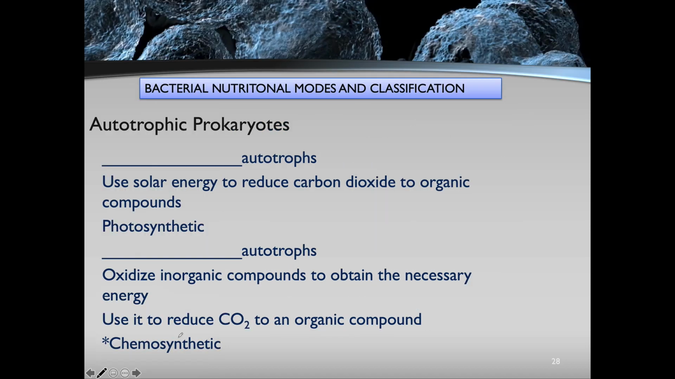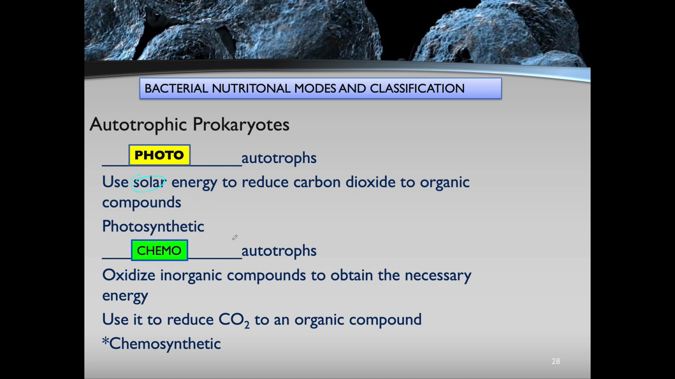We can also classify bacteria based on their nutritional modes. Let's look at a few. We have the autotrophic prokaryotes. Autotrophs can make their own food. One of the types we have are called photoautotrophs. They're going to use solar energy to reduce carbon dioxide. In other words, they're basically adding electrons and hydrogen ions to carbon dioxide to make organic compounds like sugars within themselves.